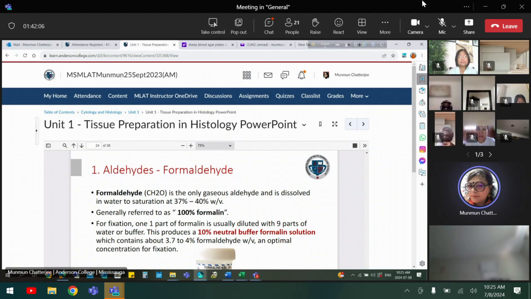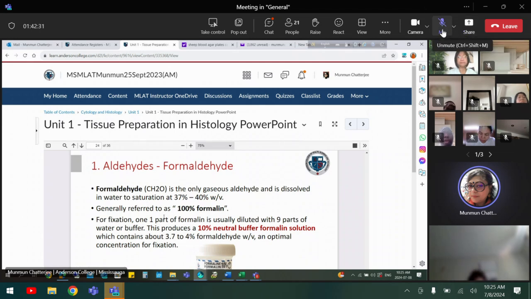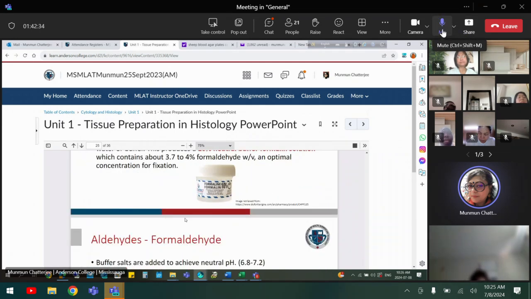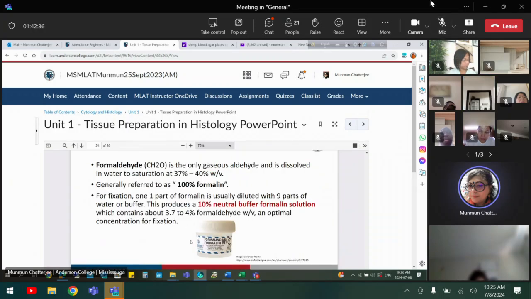So from 37%, what is the formaldehyde concentration if it is 10% formalin? It is 3.7 to 4% weight by volume. Any question? Raise your voice if you have any question. Otherwise, I think you all understood. Ultimately, you are making the 10% formalin, which is required to fix your tissue.